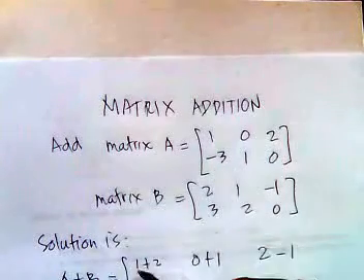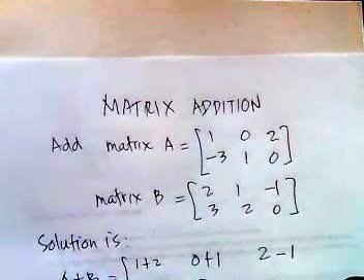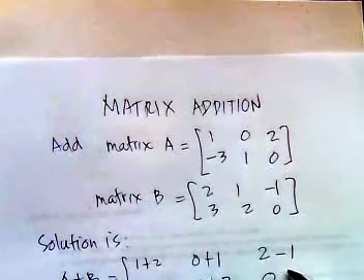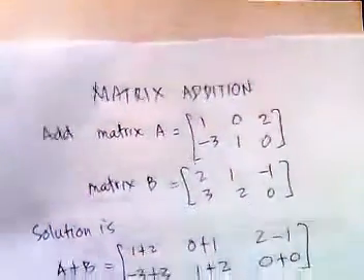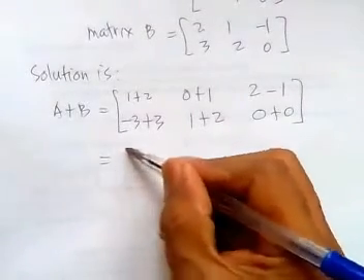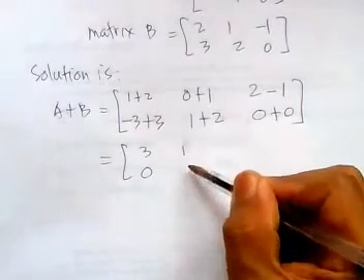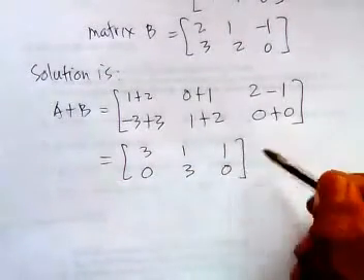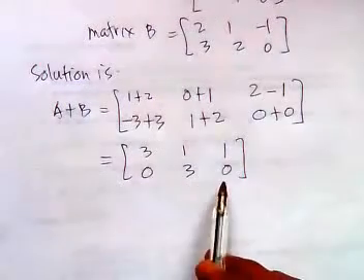Then the next row there is minus 3 plus 3, 1 plus 2, 0 plus 0. So simplify that one. That is equivalent to 3, 0, 1, 3, 1, 0. So the answer here would be 3, 0, 1, 3, 1, 0.